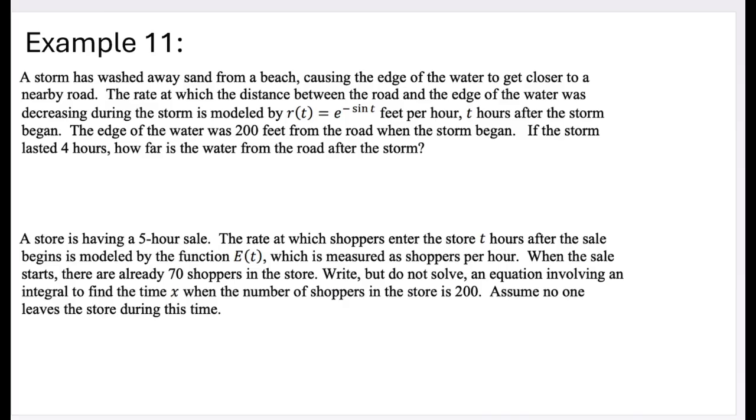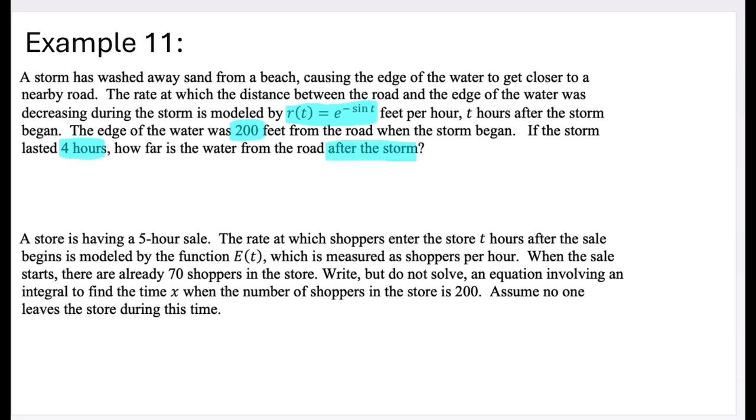All right, so let's start with a couple of examples. So example 11: a storm has washed away sand from a beach, causing the edge of the water to get closer to a nearby road. The rate at which the distance between the road and the edge of the water was decreasing during the storm is modeled by R of t equals e to the negative sin t feet per hour. So this is a rate of change function. The edge of the water was 200 feet from the road when the storm began. So this is an initial value, 200 feet. If the storm lasted for 4 hours, so that is our time, how far is the water from the road after the storm?